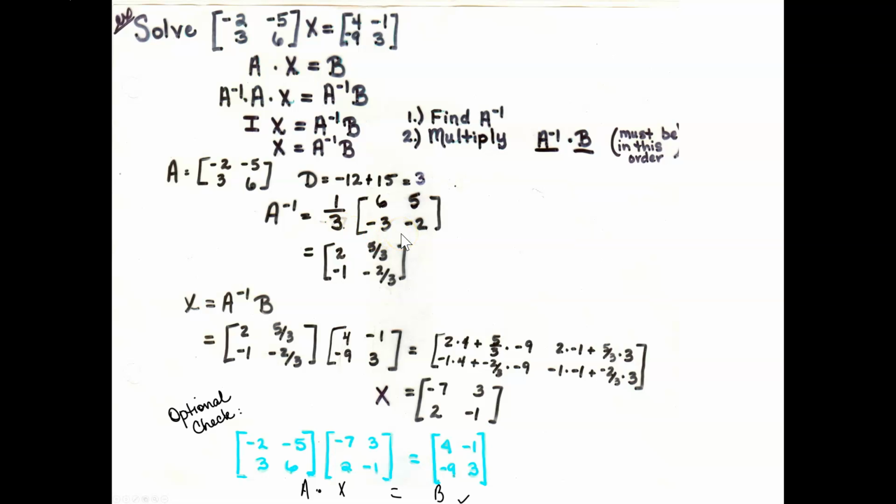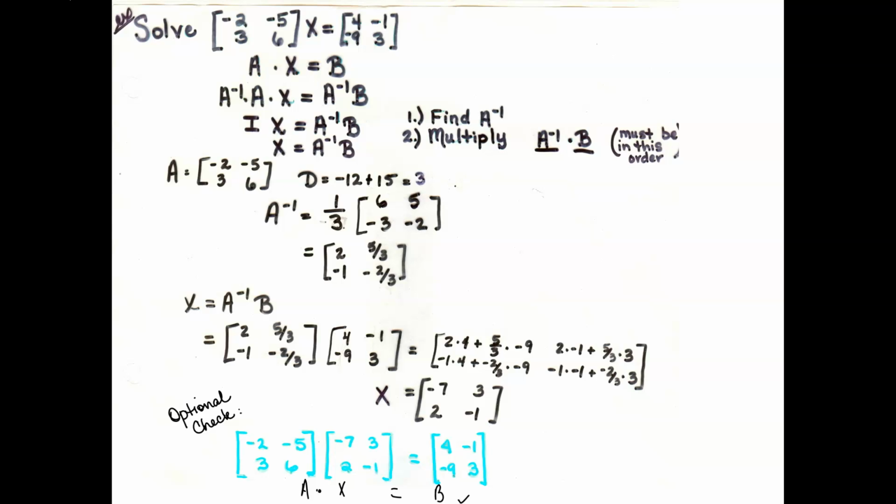Now we just have scalar multiplication. So I'm going to multiply by 1/3. So 1/3 times 6 is 2. 1/3 times 5. 1/3 times negative 3. And then 1/3 times negative 2. That would be my inverse. So step number one is find the inverse, and that gave me some extra practice with finding the inverse of a 2 by 2, okay?